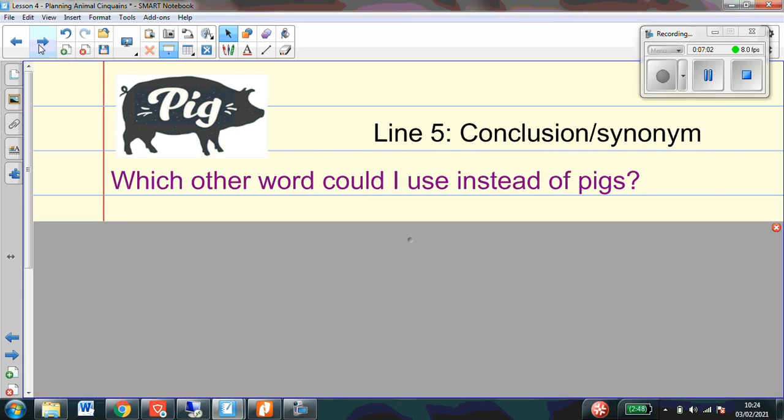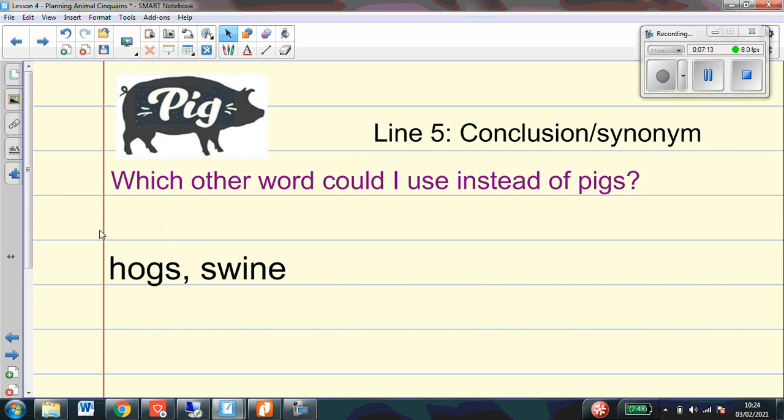And line 5 is a conclusion or a synonym. So I was trying to think of a different word I could use instead of pigs. The words that came into my mind were hogs, sometimes wild pigs are called hogs, or swine as well as a different word that people use to describe pigs. So they were my 2 synonyms.